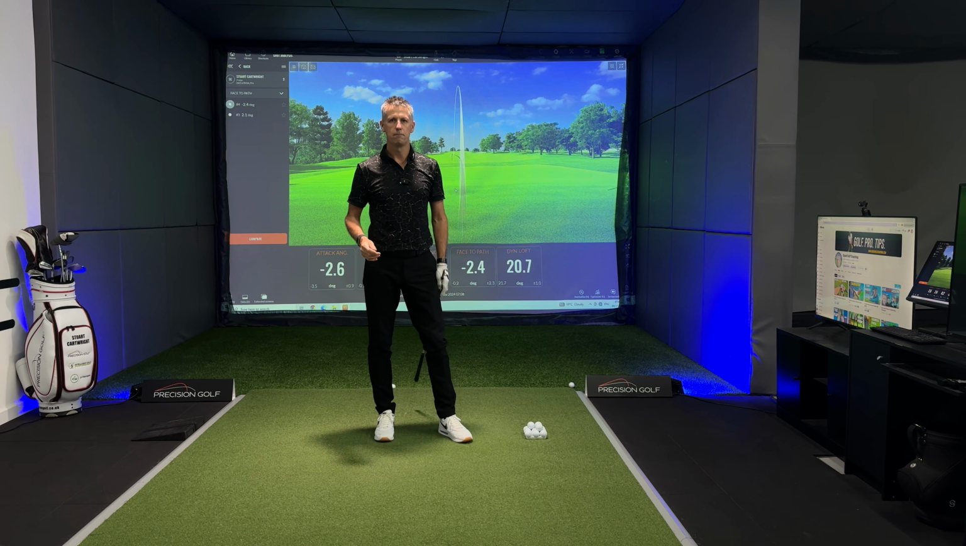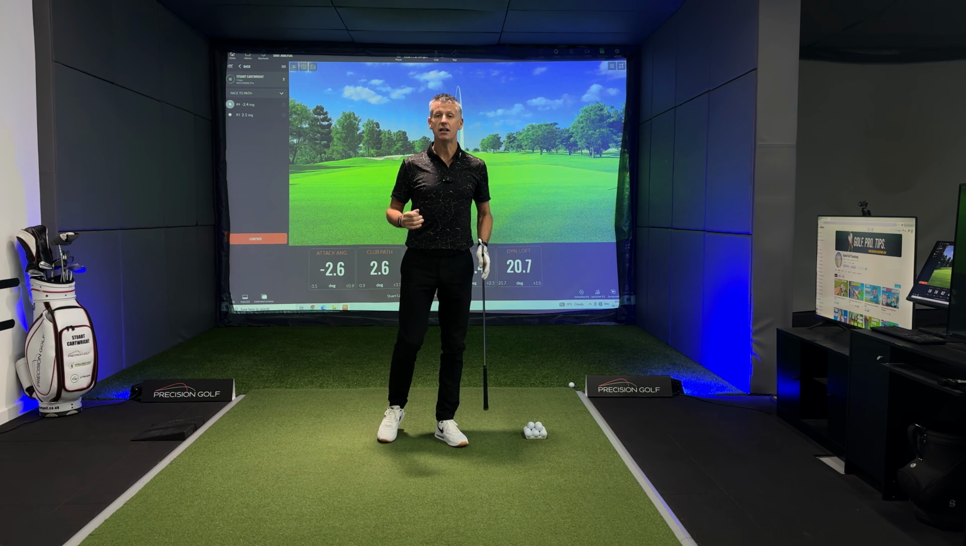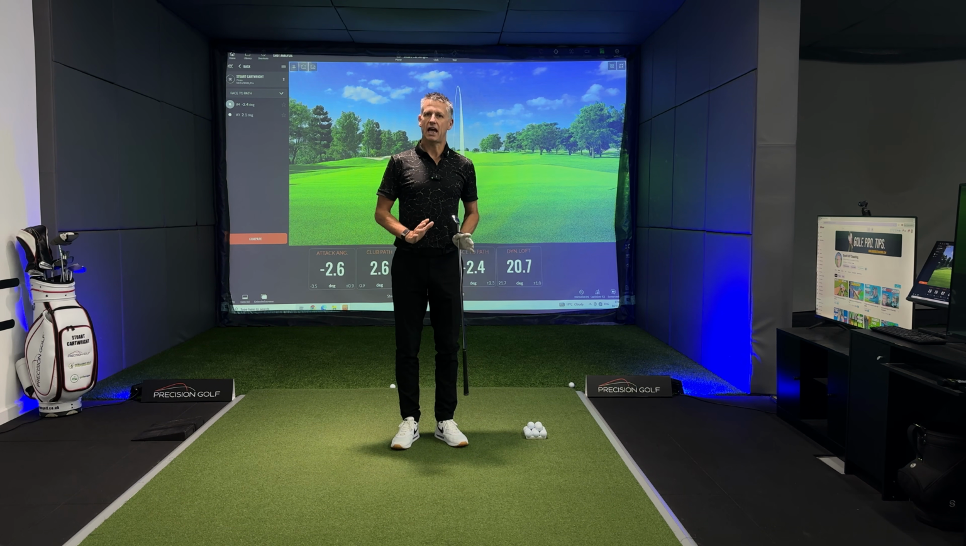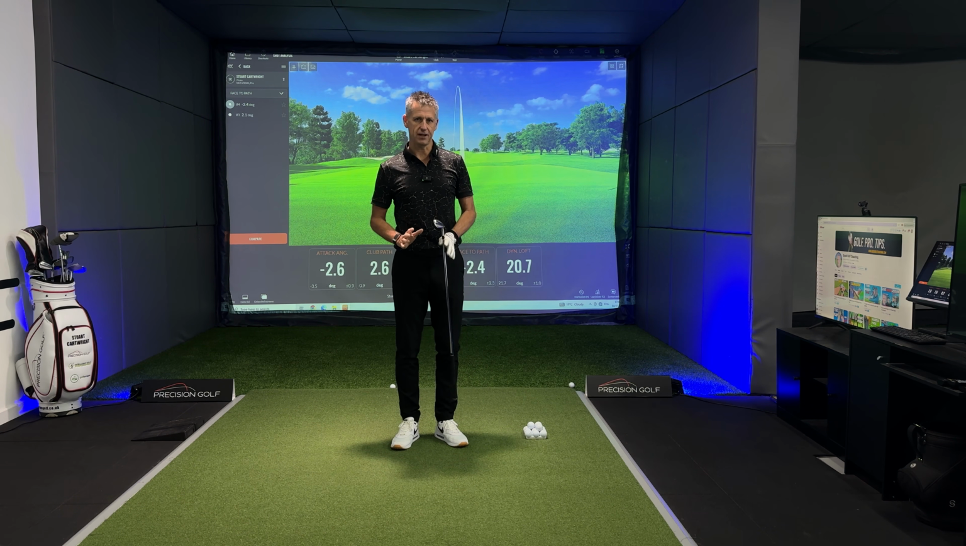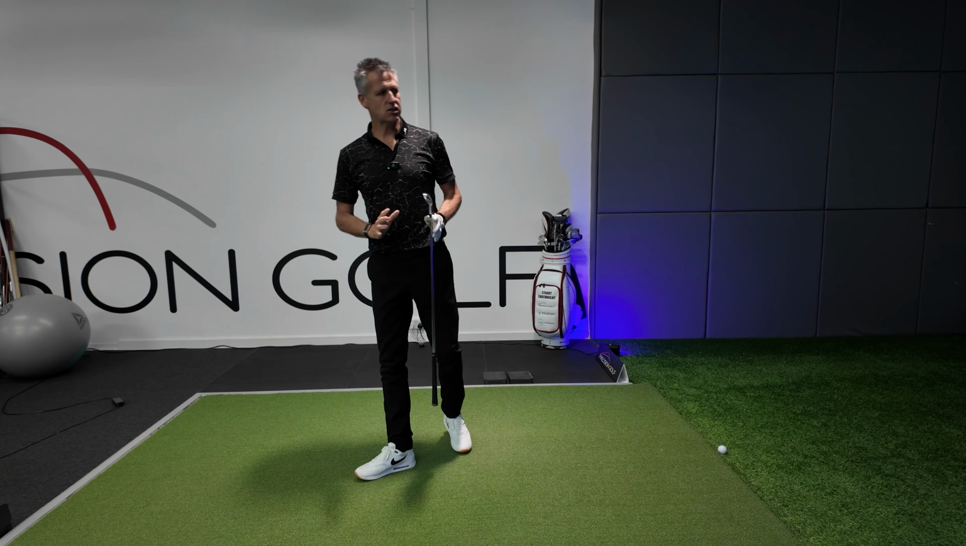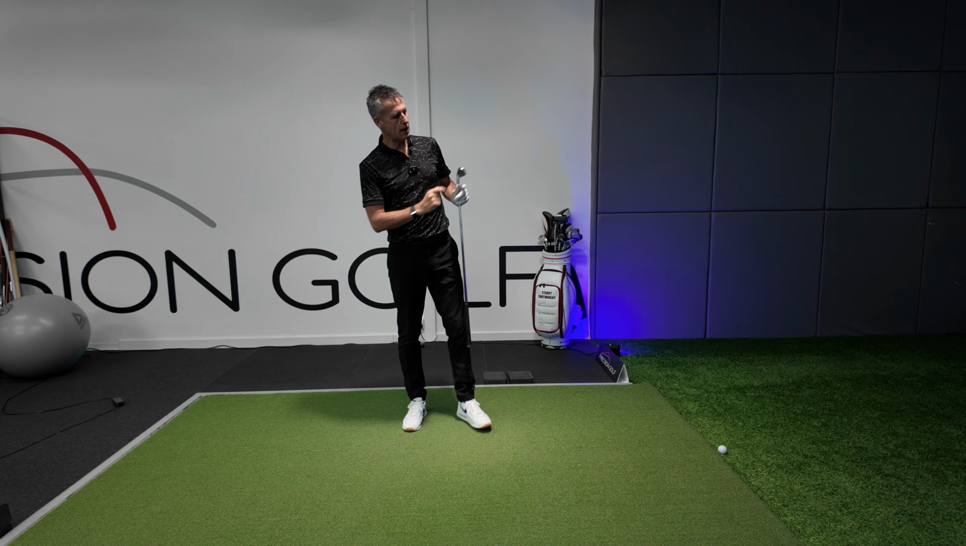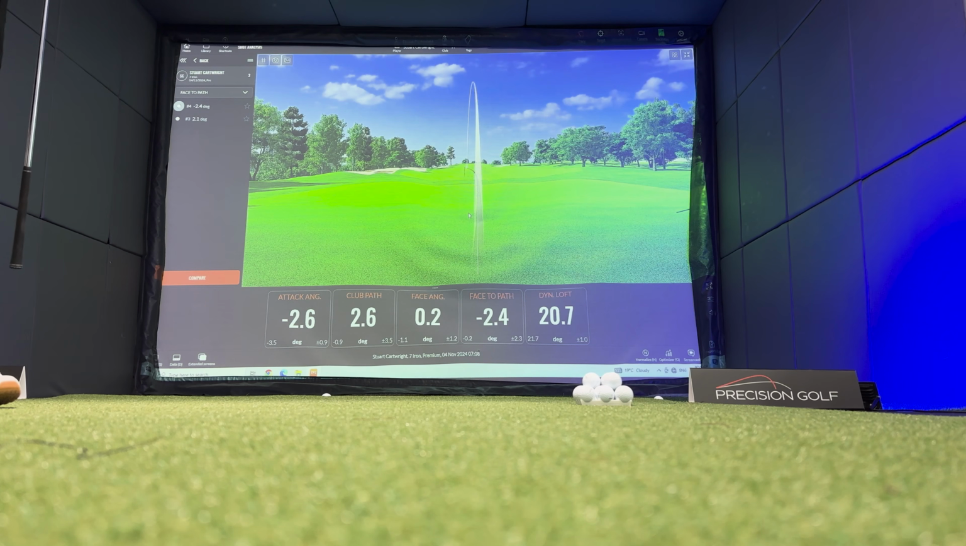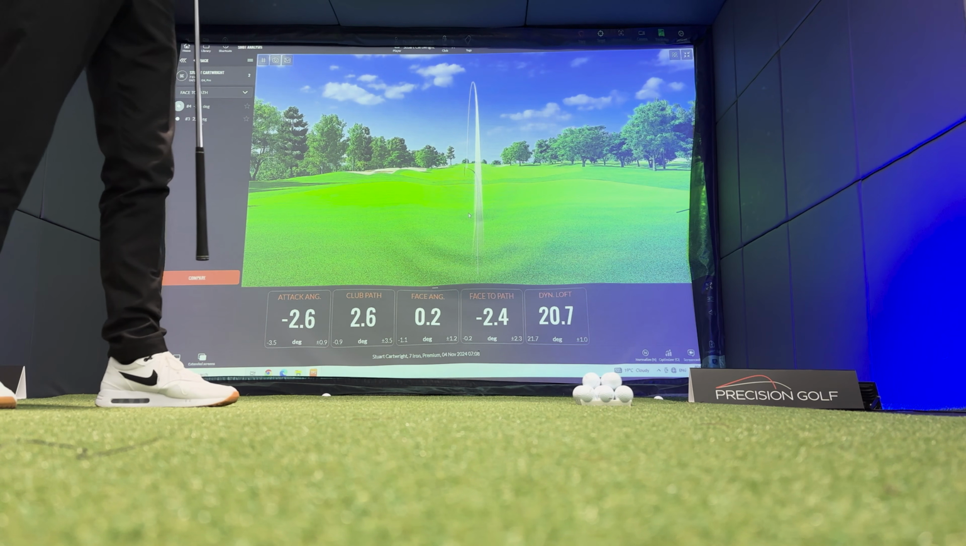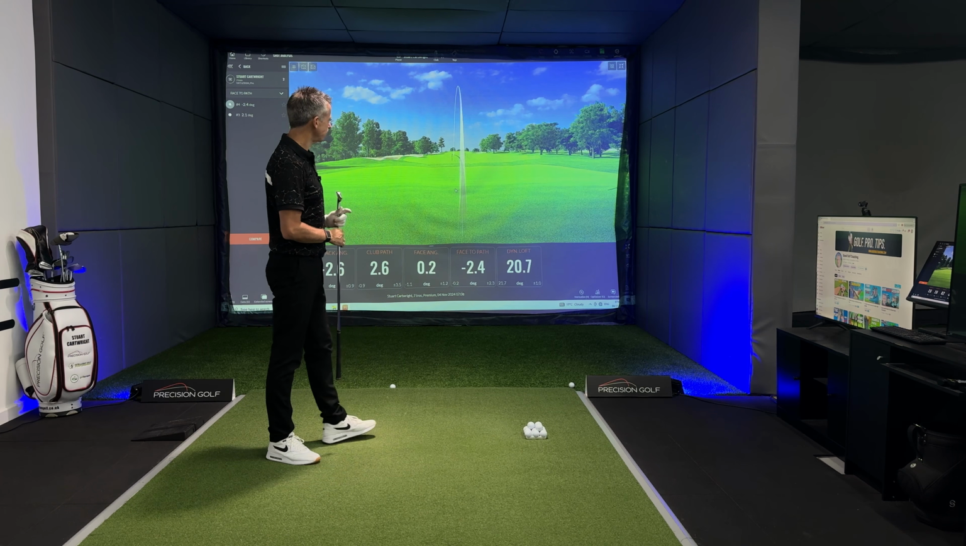It's simple. We need to change our understanding of what a draw and a fade is. Now, as per usual, I've got up on the screen my 4 boxes, but I've got one extra one today, and there's a reason behind that.